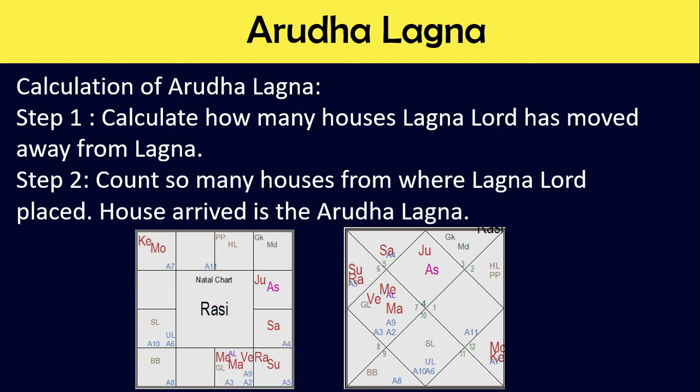Okay. Now step 2. Count so many houses from where the Lagna Lord is placed. The house arrived at is the Arudha Lagna. So here, Moon is placed in the 9th house. Then we count 9th from the 9th house, that is the 5th house. So here the 5th house is Scorpio. So Scorpio is the Arudha Lagna for this native.